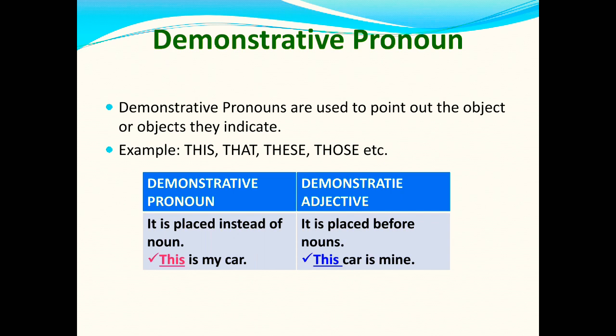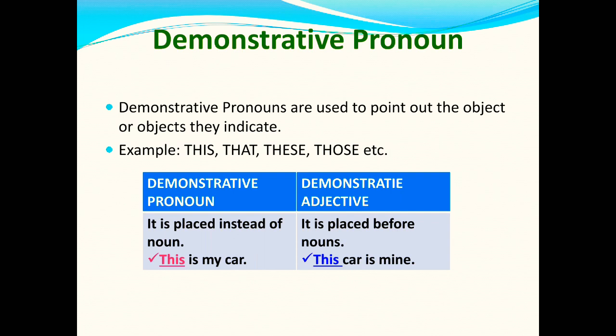whereas in this sentence, this car is mine, here the word this is placed before the noun car. So it is qualifying the noun car. So it is demonstrative adjective. So students, I hope you understand the difference between demonstrative pronoun and demonstrative adjective.